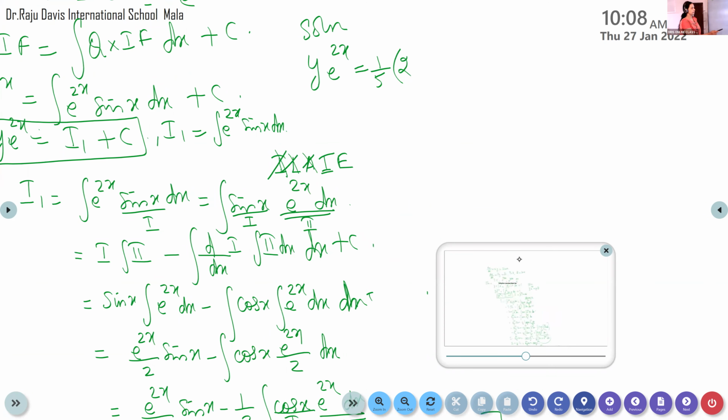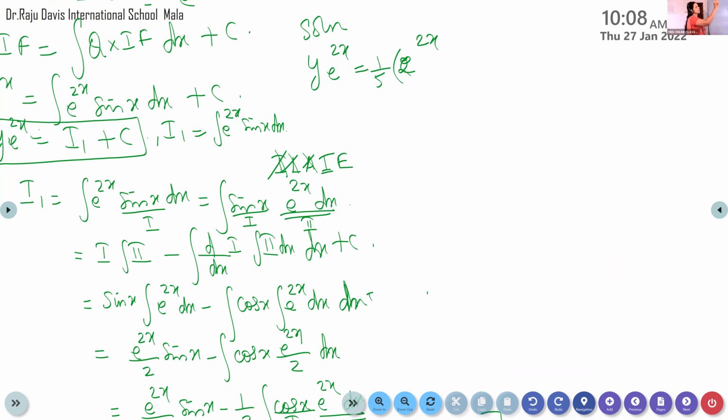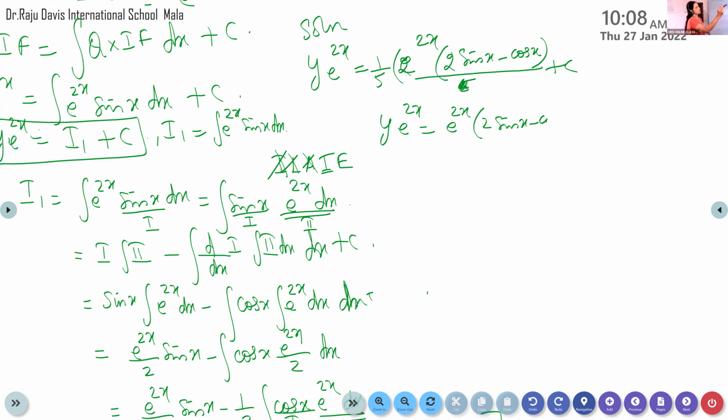Substitute it there. 1 by 5 into e raised to 2x, 2 sin x minus cos x, plus c. That is, y into e raised to 2x is e raised to 2x, 2 sin x minus cos x by 5, plus c. This is the final solution.